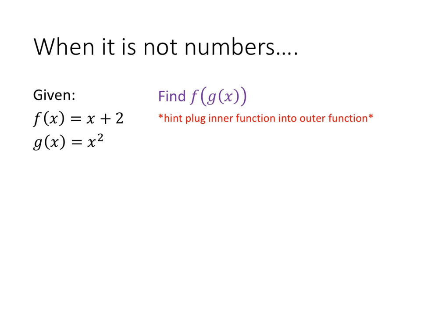So if I give you two equations, we have f of x and we have g of x. We want to find f of g of x. So we want to find the value of the function if we have these two be our composition. What that means is I'm going to plug my inner function into my outer function.